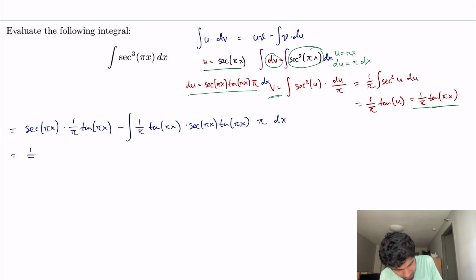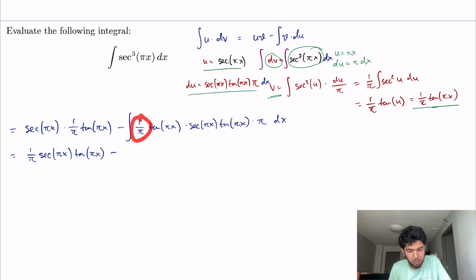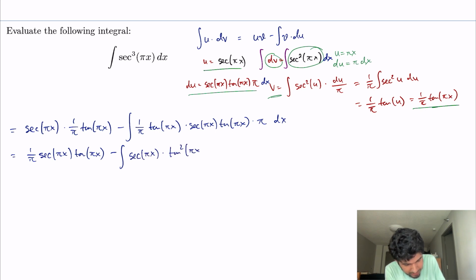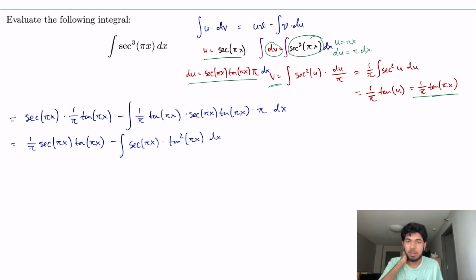So on the outside we have 1 over pi secant pi x tangent pi x, and then on the inside, we have the integral. This 1 over pi cancels with this pi, and these two tangent terms are alike, so this becomes the integral of secant pi x times tangent squared of pi x dx. Okay, so how are we going to solve this integral? We see a secant and a tangent squared term. Well, we can use the trig identities to handle that tangent squared term to convert it into secants, and we'll just be left with an integral in the secant world. So why don't we try that, where tangent squared equals secant squared minus 1.